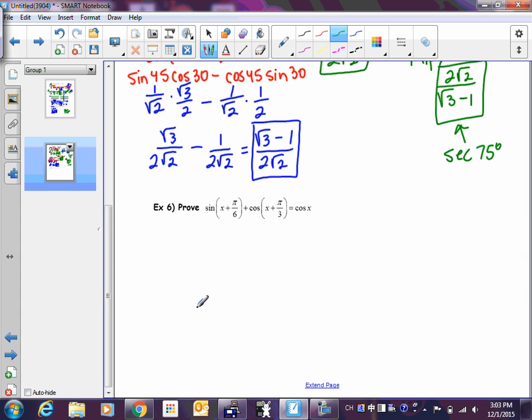All right, let's look at example 6. We've got to do this proof. Y'all ready? One proof and we're done for the day. Okay, definitely going to start on the left. Ooh, looks like some sum and difference formulas. Sine of A plus B.